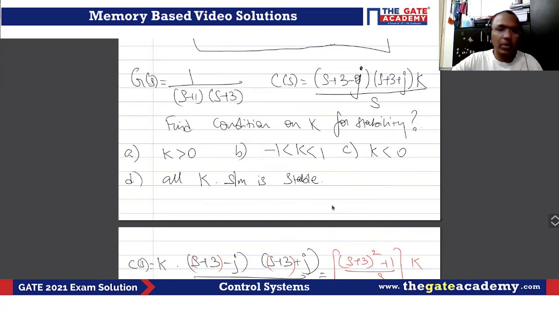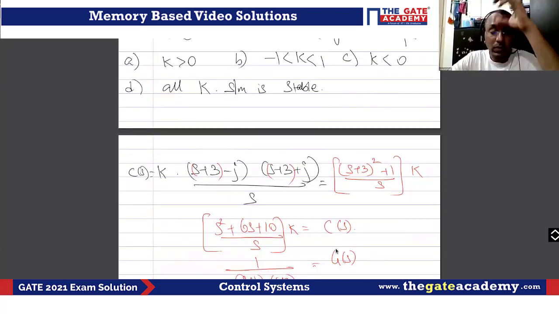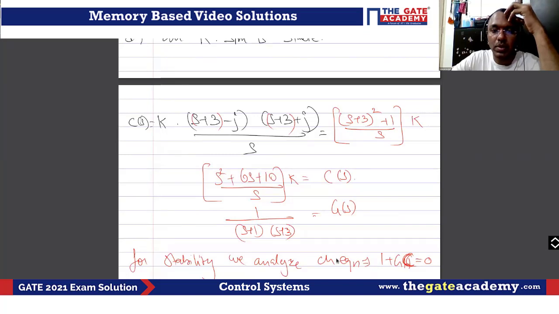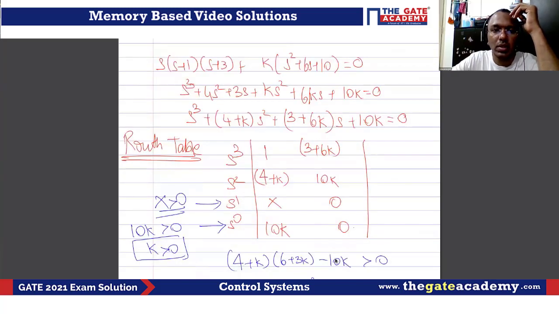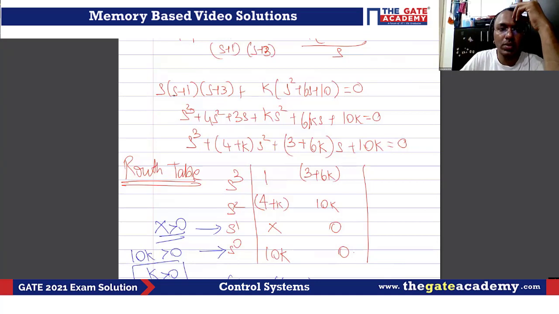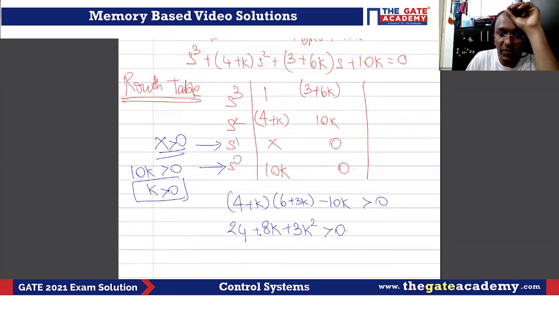Yeah, 1 by (s plus 1)(s plus 3) and k into (s plus 3 minus j)(s plus 3 plus j) divided by s. Perfect. Yeah, s square plus 6s plus 10. Yes, perfect. It is all correct. And here it is going to be s square plus 4s plus 3. So s cube plus (4 plus k) s square plus 6ks plus 10k. Yeah, so it is plus 3k. Yeah, so if you see here, let us simplify this equation now.